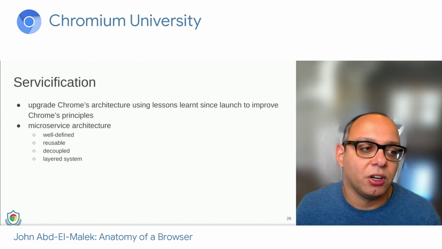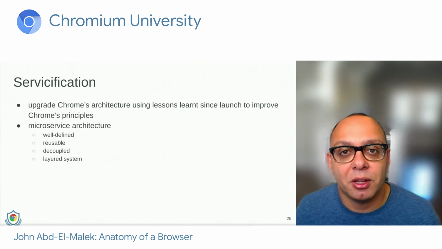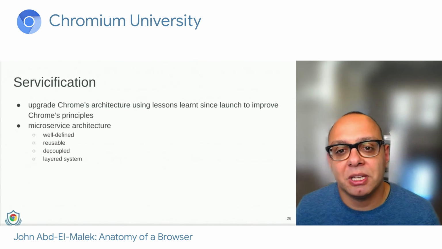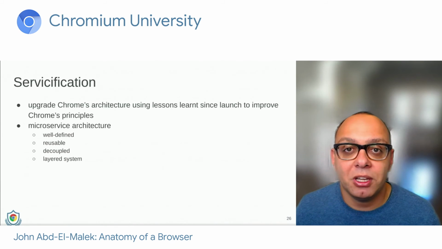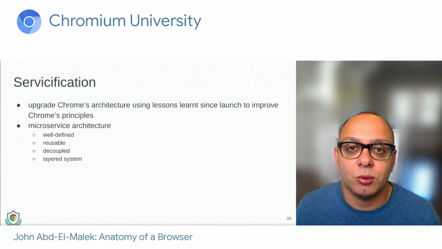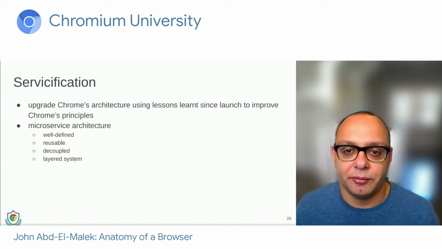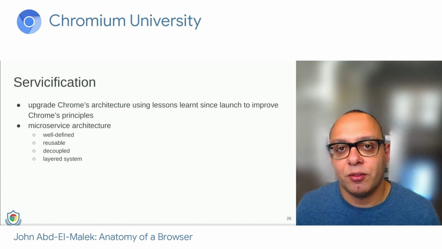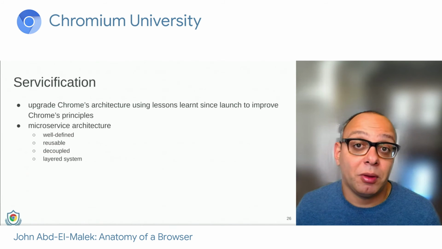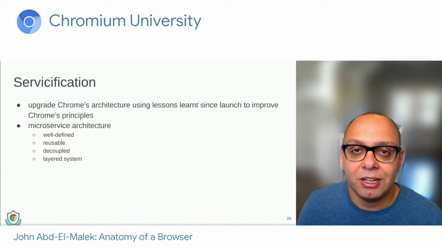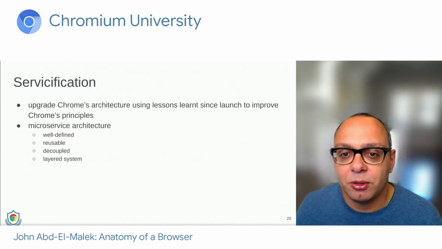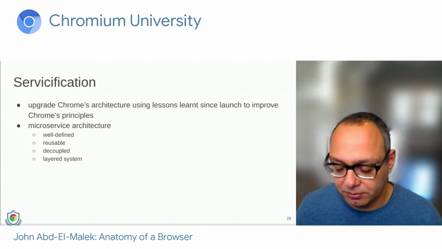Services are well-defined, so they have a clear API. They're reusable, so there are fewer ways of doing the same thing. You call a feature the same way, independent of which process you're in, which thread you're in, or which language you're in. Services are decoupled from each other, so they have very limited dependencies, and we can maybe run some of these services alone without the whole browser. And the system is all layered, so services can depend on each other. For example, LevelDB can be built on top of the file system.